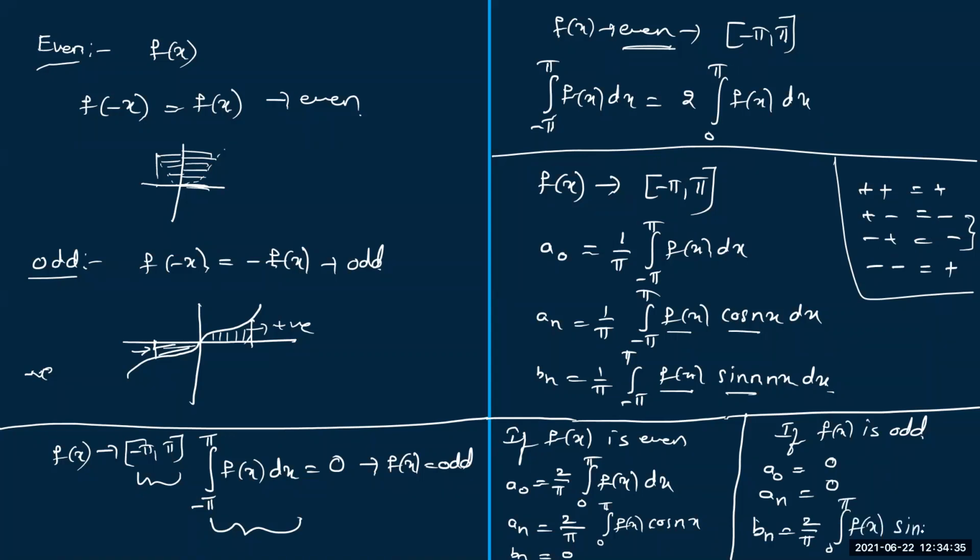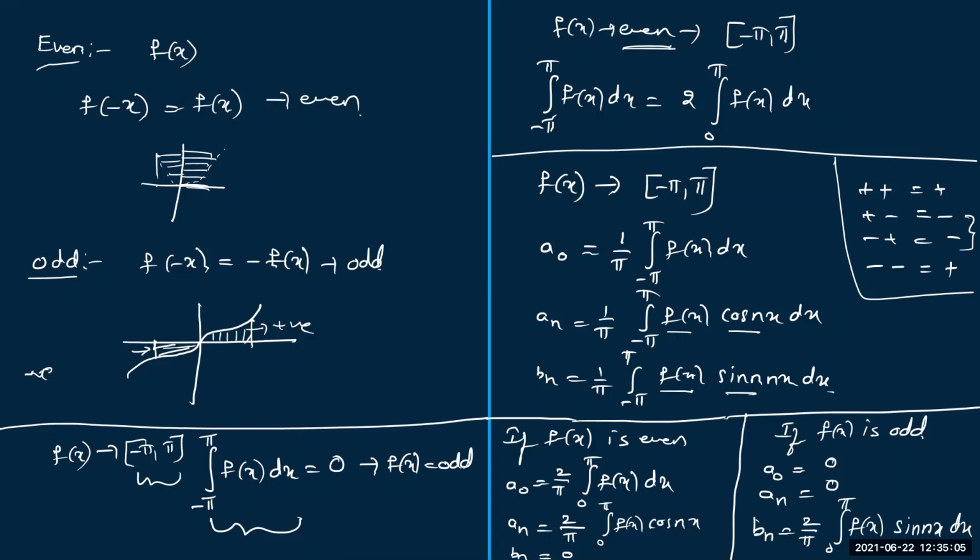So you can expect what may be a conclusion here. When you are given an odd function which is defined in the interval minus pi to pi, its Fourier series includes only sine functions, right? So both a naught and the coefficients of cosine functions will be 0. When the function is odd, which is defined in the interval minus pi to pi, it can be represented as a Fourier series of odd functions only.